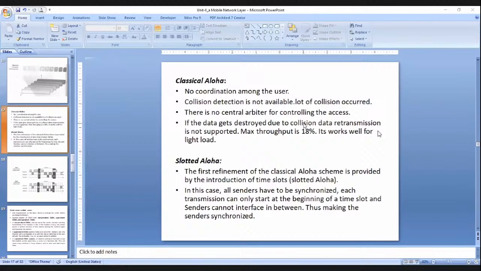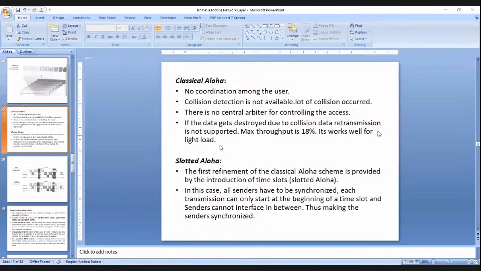But in classical Aloha, you don't have that facility. You cannot resend or retransmit the data. So the maximum throughput for classical Aloha is 18%, and it works well under light load. That means you should have a very light load, because if you have heavy traffic, then your classical Aloha may not work. Why? Because there is a chance of a lot of collisions, and moreover, you don't have a data retransmission facility. So this is classical Aloha.